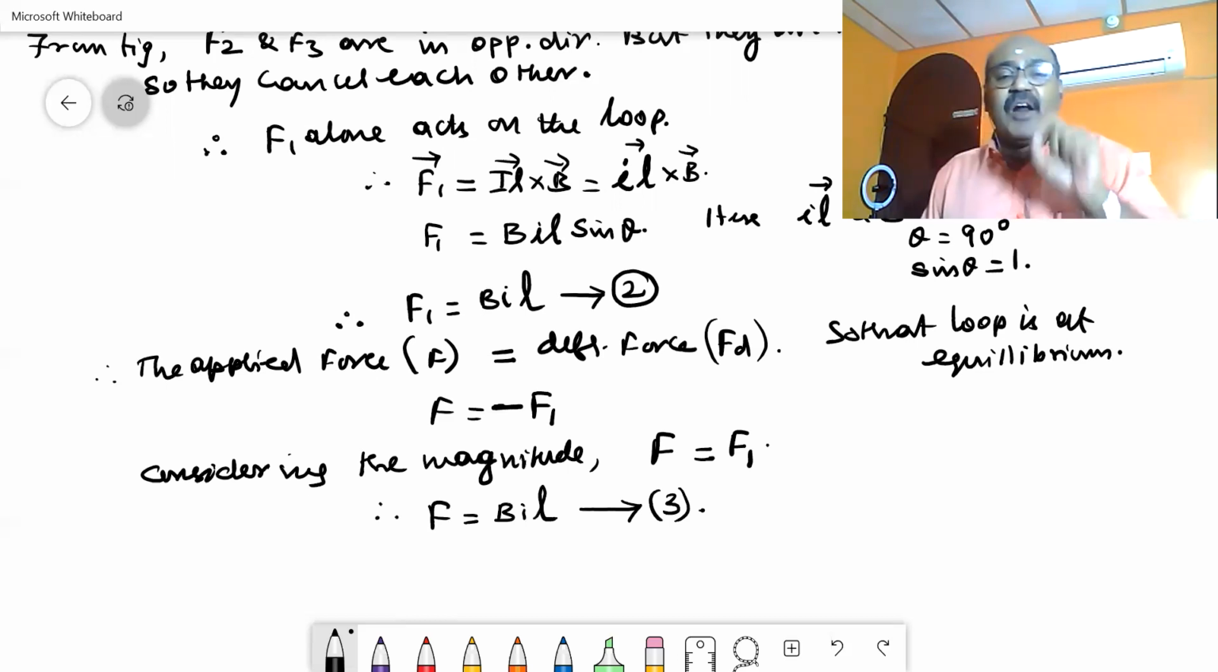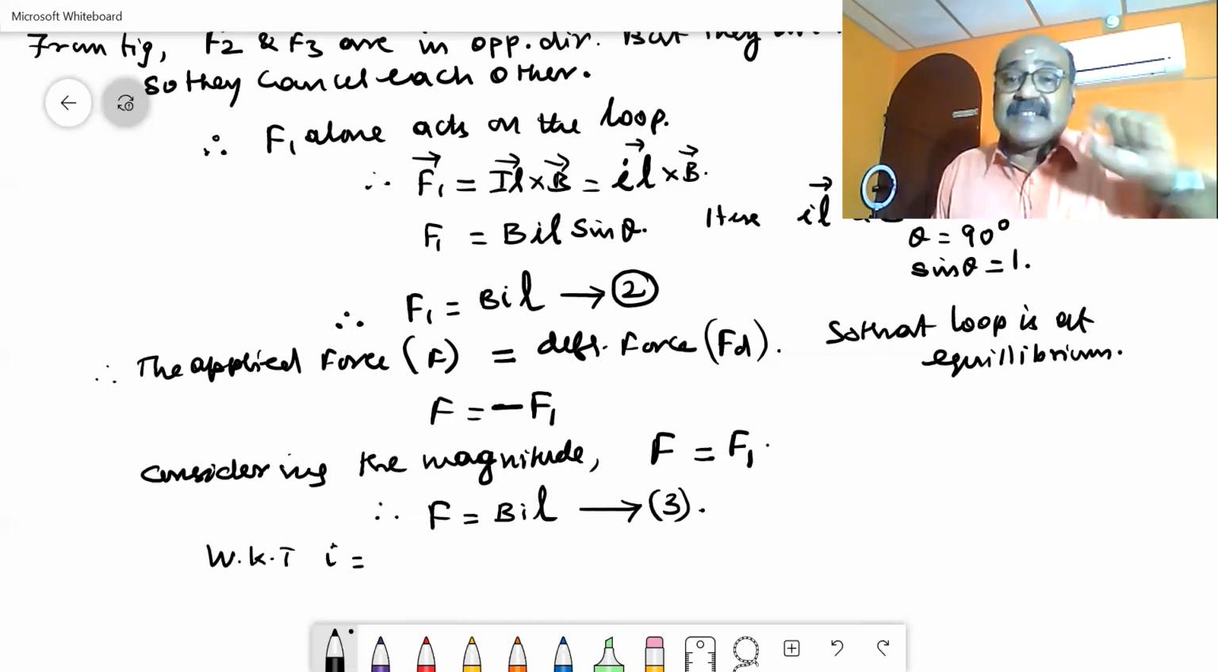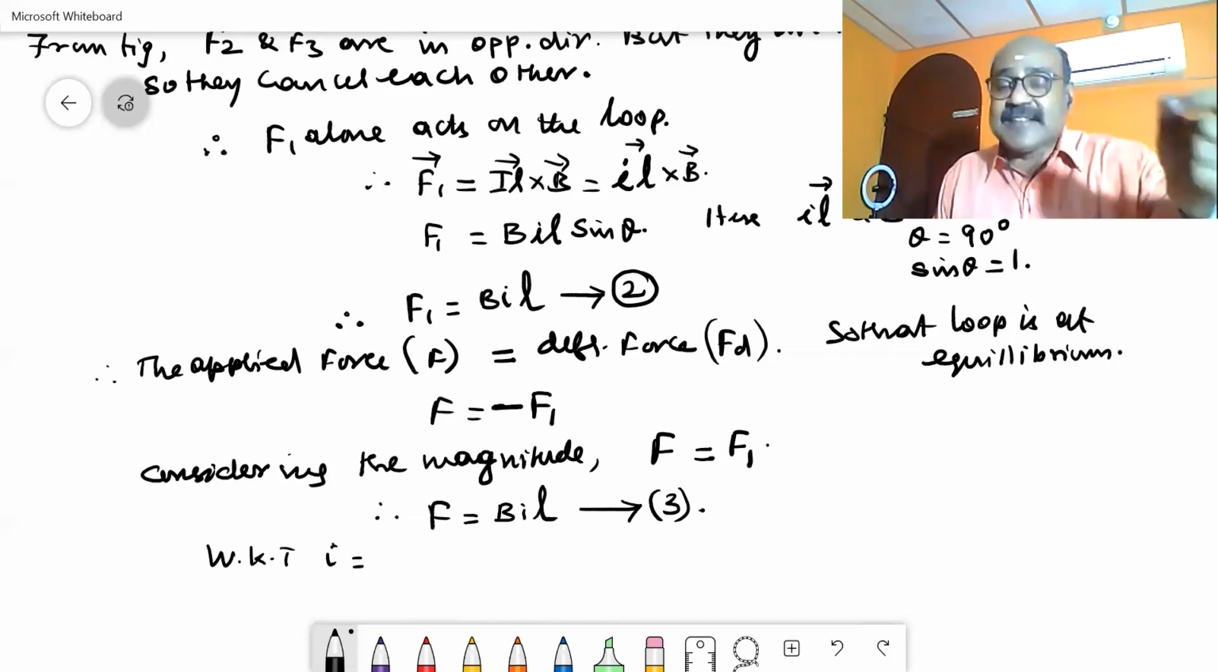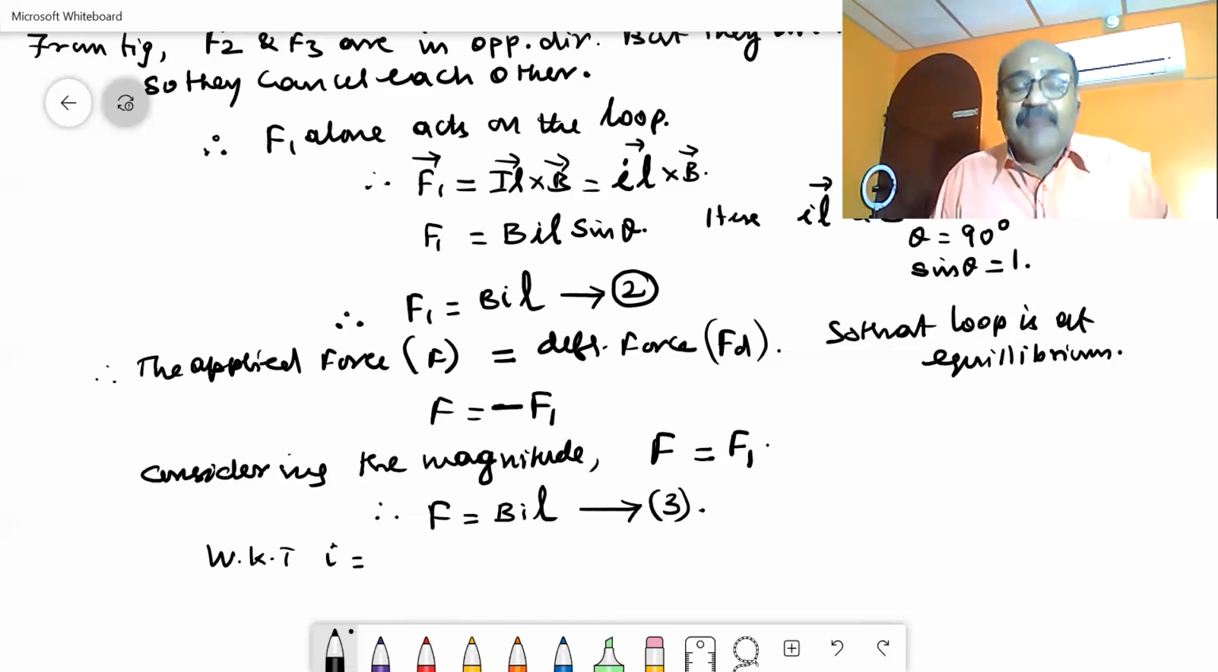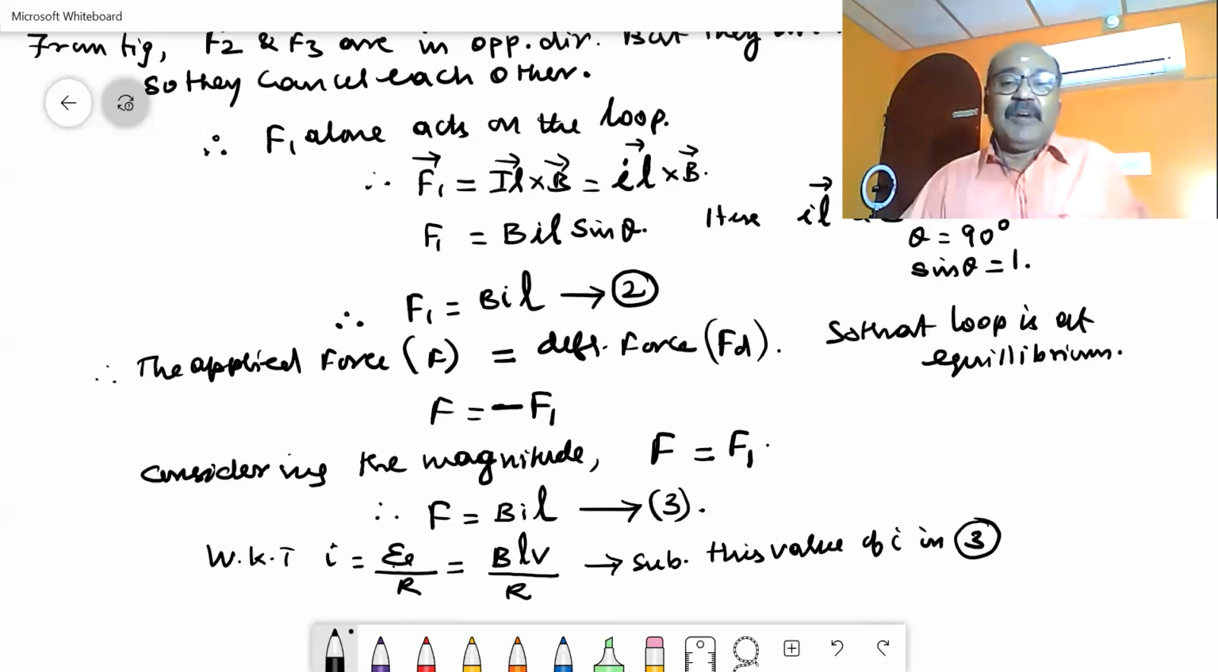Now you substitute for I from the previous case. We know that when we studied the motional EMF from Faraday's law or from Lorentz force, we developed the current I is equal to EMF divided by resistance, which is equal to B into L into V divided by R. So we substitute this value of I in the above equation 3. Now what is the answer?